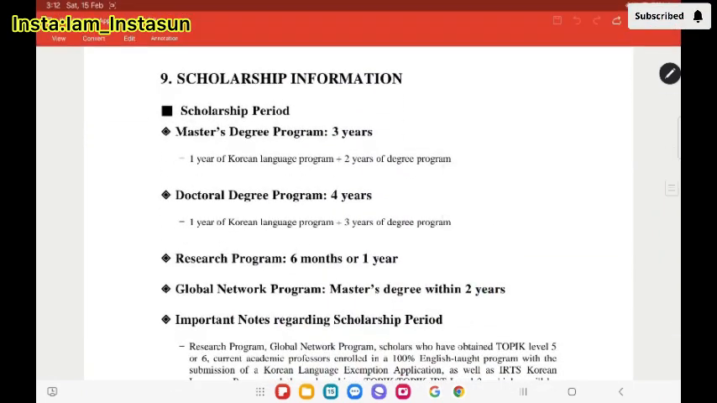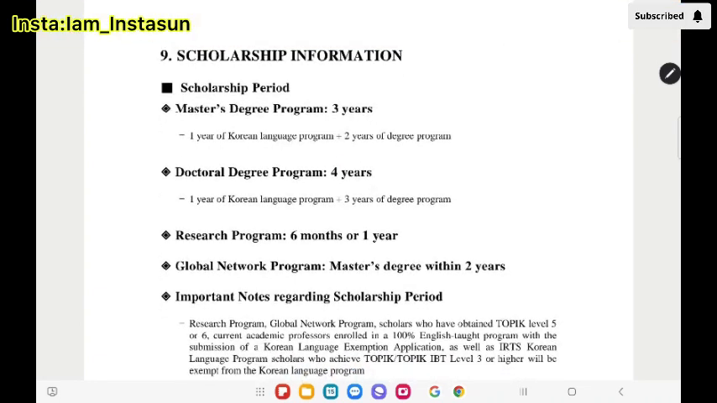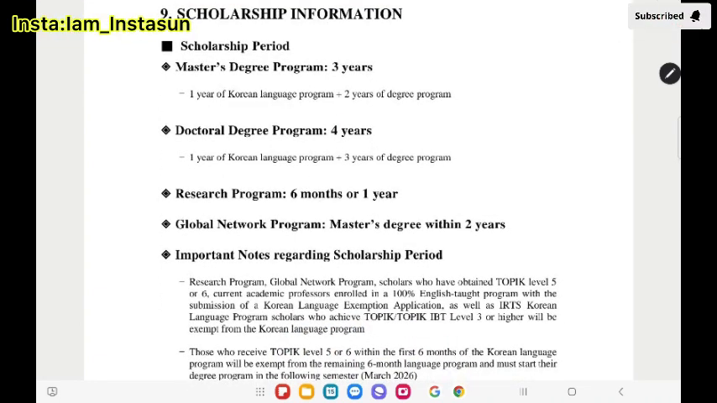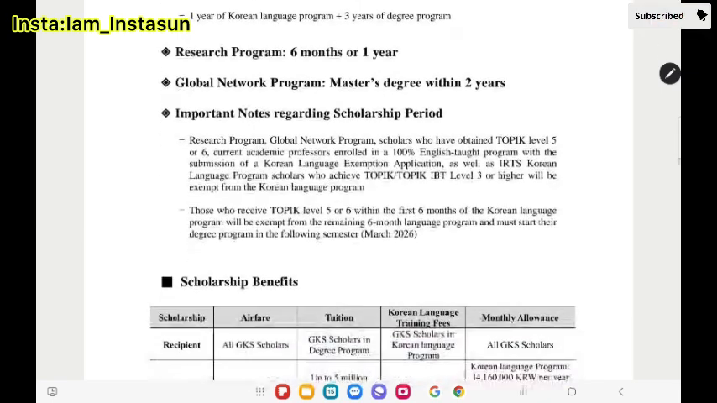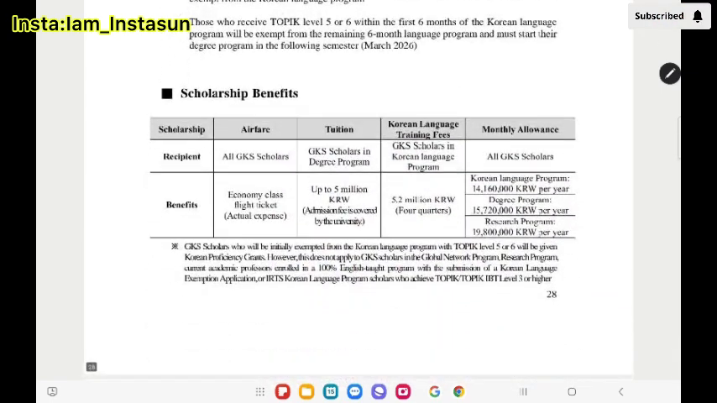So the scholarship period for the master's degree is 3 years, 1 year of language and 2 years of degree. And for doctoral, it's 1 plus 3 years, total 4. Global networking is a master's degree within 2 years. So for global networking, I guess it is only for university track, and you can only apply for a master's degree with it. And this is the total scholarship amount that you get per year. Everything is included here.